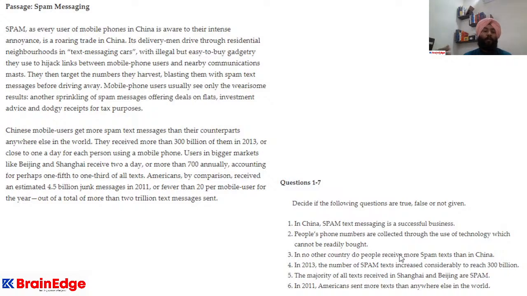In China, a lot of messages are being sent as spam, right? So when we do the exercise, let's see how to do it. What is the actual way of solving this? The first question says that in China, spam text messaging is a successful business. So we'll definitely look for the keywords here, right? It's a very important thing, look for the keywords.